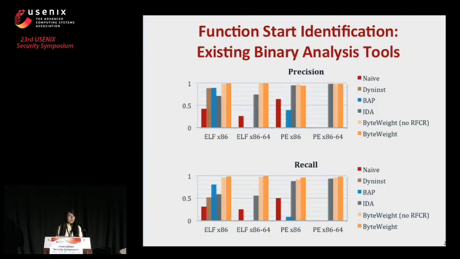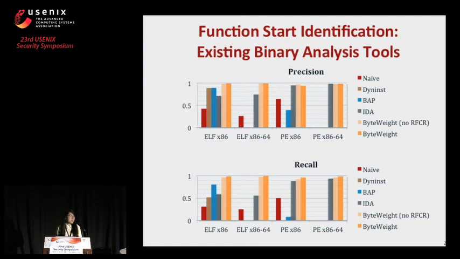Also, we compare our result against existing binary analysis tools. We compare ByteWeight against a naive method, which is basically just push EBP, move EBP, ESP using this function prolog. And we compare our result against Dyninst, IDA, and BAP, and we have two variants of ByteWeight: ByteWeight without recursive function call resolution and a full implementation of ByteWeight. Some bars are 0 here because the tool doesn't support the architecture.